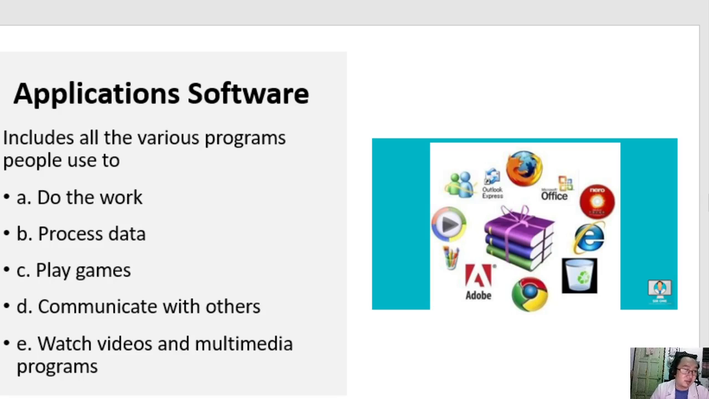So we're done with system software, we're done with utility programs. Let's proceed to application software. This includes all the various programs which we commonly use in our phones. These are your apps. These apps do the work and process data. You can play games with these applications also. We can communicate with others with the presence of these applications. We can watch videos and other multimedia programs.